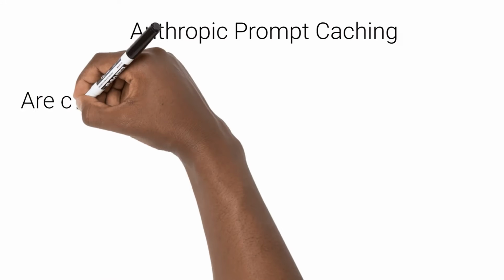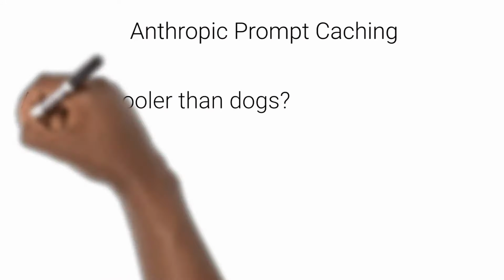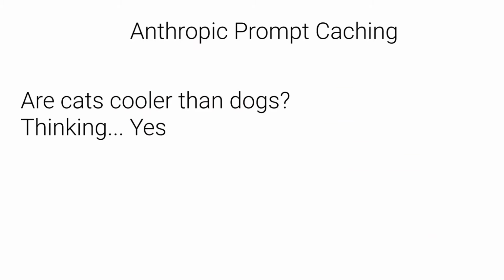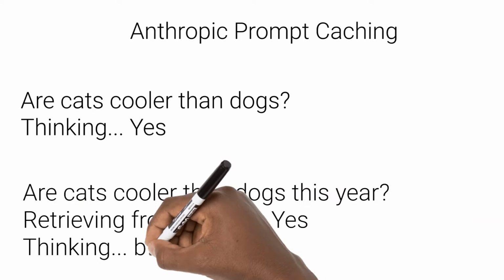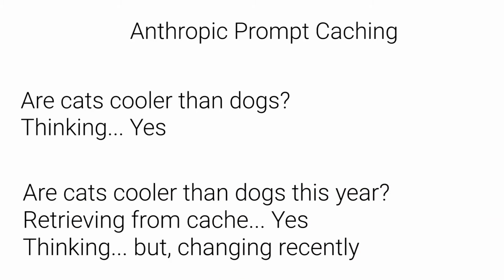So let's look at prompt caching in a silly example. Let's say you ask whether cats are cooler than dogs, and it'll think, and the LLM will say yes. And then if you ask it again but add some context, it uses the cached prompt response and only works with the extra context.